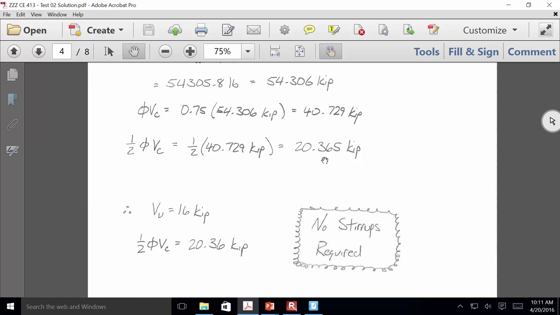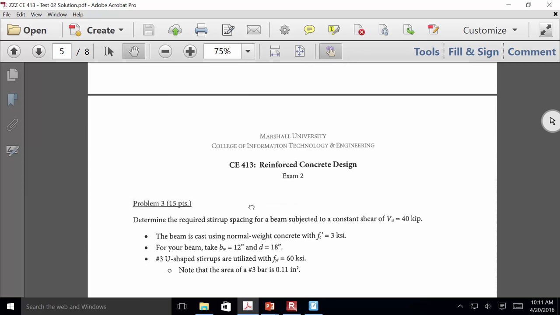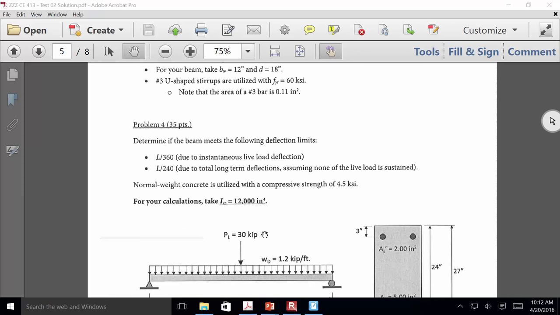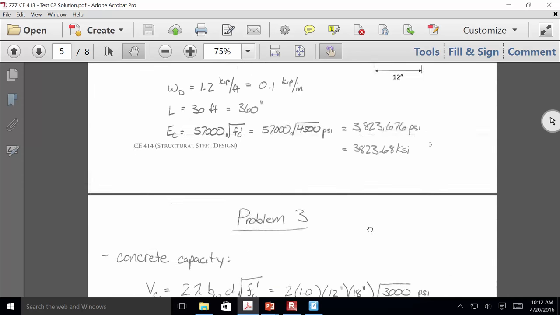Number three, I'll be honest, this is the exact same problem as last year, just different numbers. Let's just go through the math. Okay. Oh, goodness. All right.